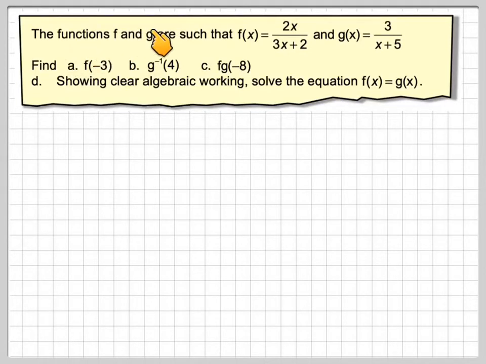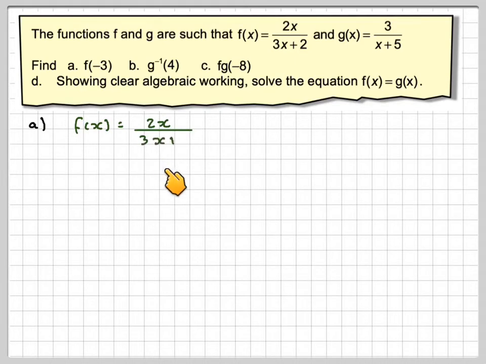Well, functions f and g are such that f of x is 2x over 3x plus 2, and g of x is 3 over x plus 5. Find f of minus 3, g to the minus 1 of 4, and then fg of minus 8. Show clear algebraic working. Solve the equation f of x is equal to g of x.